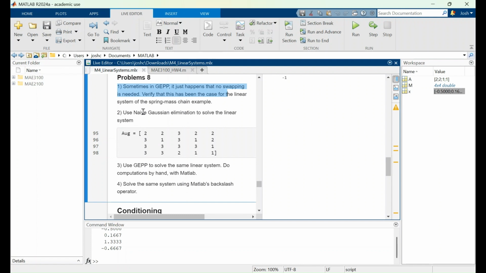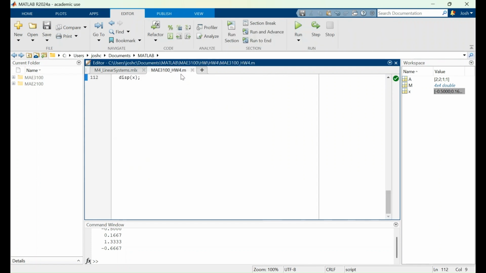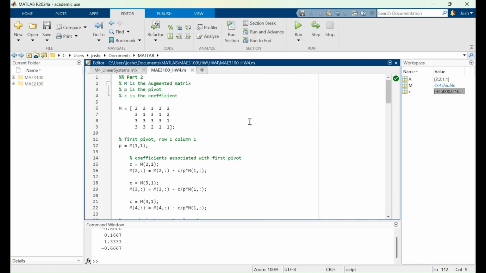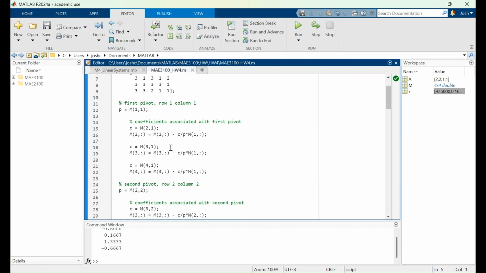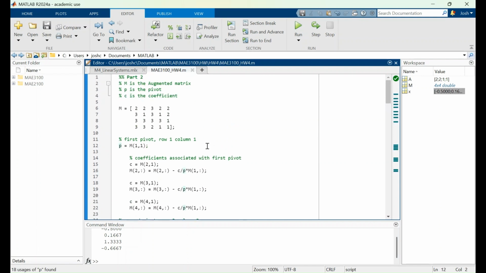We then use naive Gaussian elimination to solve the linear system of this augmented matrix. So you have your augmented matrix right here, M. P is going to be my pivot, and C is going to be my coefficient for this part. So we have our first pivot here, which is this 2 right here. Our first coefficient that we use is this 3, and then our next coefficients will be 3 and 3.